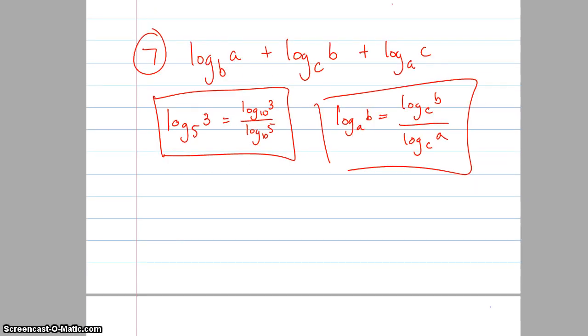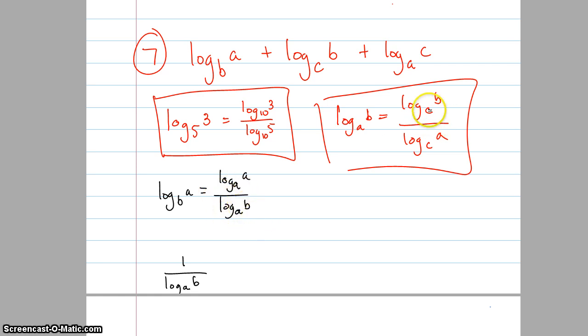I can look from the answer. They want me to get 1 over log A of B, I think, as the first part, adding all the other things there. I can look at this one and see that the top bit needs to be 1 and the bottom bit needs to be log A of B. So I can see that that's log A down the bottom there. So what I'm going to do is get this bit here, log B of A, and make it log A of A over log A of B.